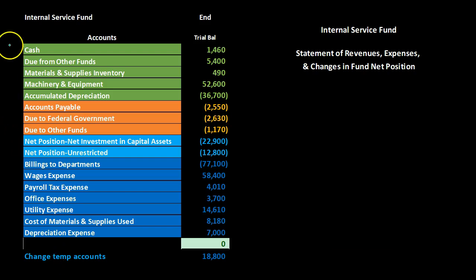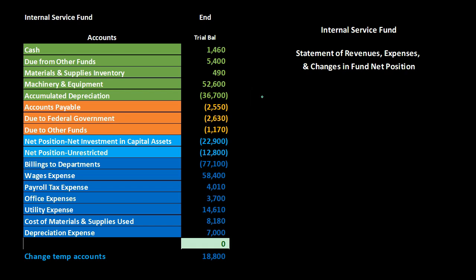We have the trial balance on the left-hand side. The trial balance is going to be in order. We have the green accounts being the asset accounts, the liability accounts in orange, and then what would be the equity section in light blue if it were a for-profit type of organization. We're talking about the net position section here as we're talking about the internal service fund. The dark blue, what would be the income statement type accounts in a for-profit organization, those accounts that would close out to the equity section in a for-profit organization. Temporary accounts closing out to net position here.